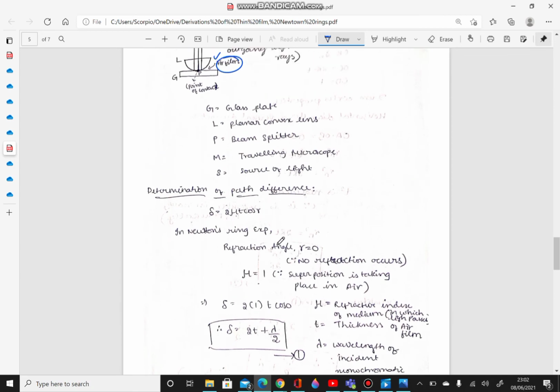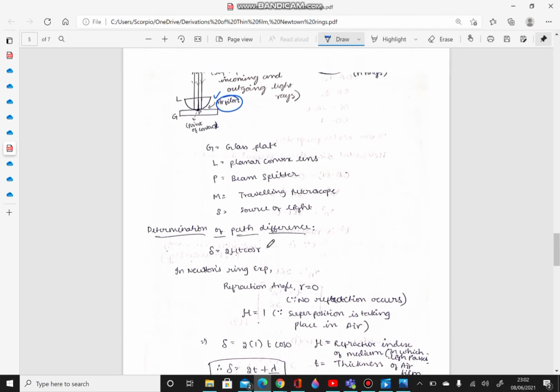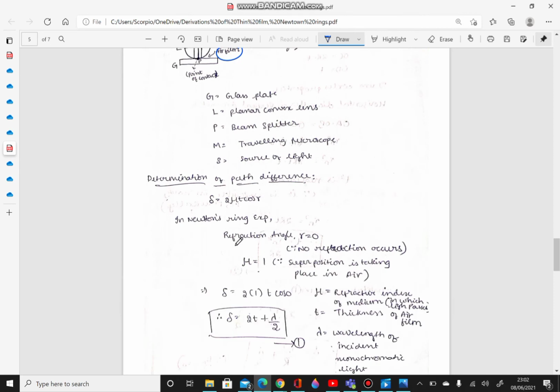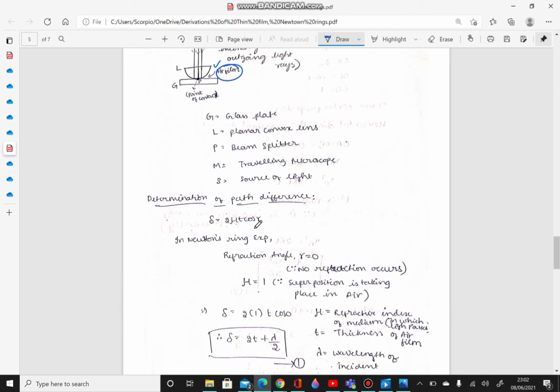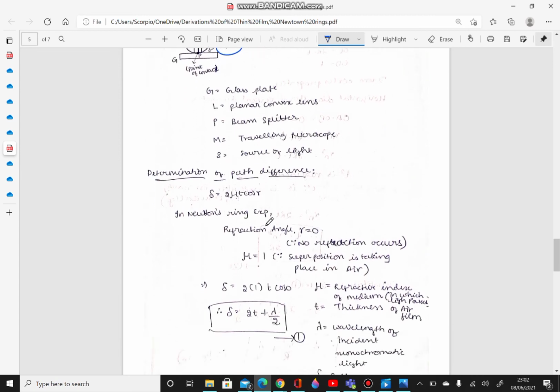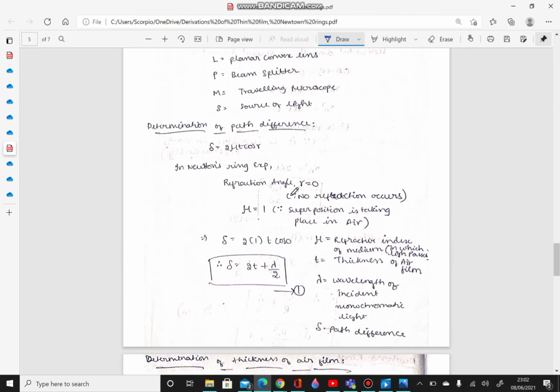But in our experiment, we can clearly see that there is no refraction taking place. There are only reflections. So the refraction angle r is taken as 0 and clearly mu equals 1, because the thin film is itself an air film, thus its refractive index is 1. So substituting these two values of r and mu in this equation, we get the path difference equals 2 into 1 into t cos 0, that is 2t.